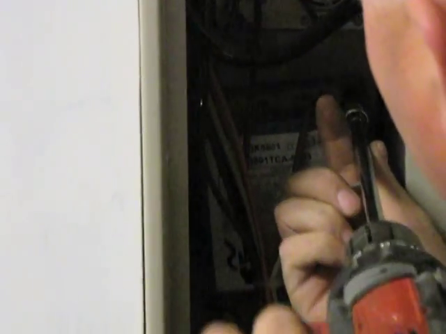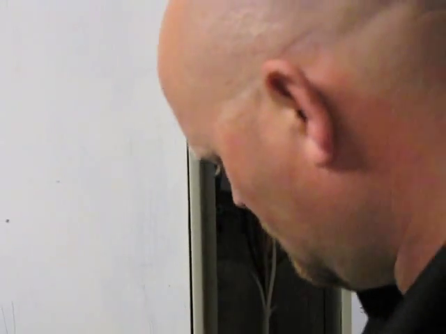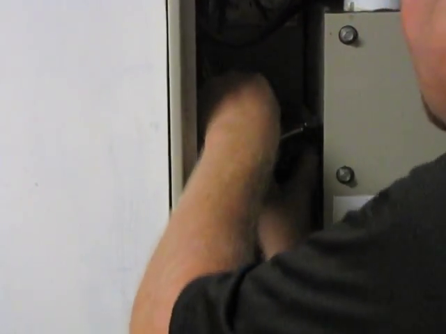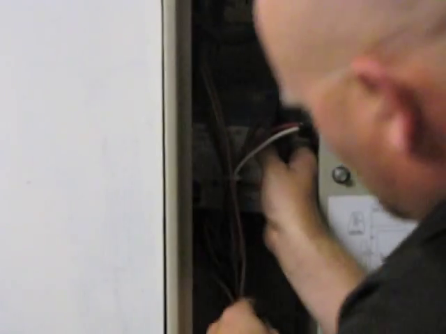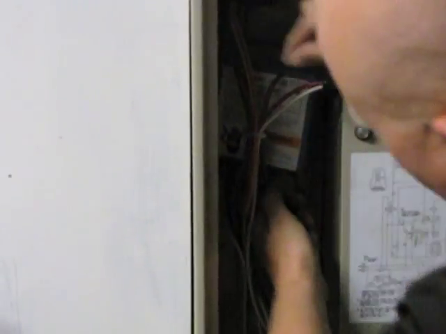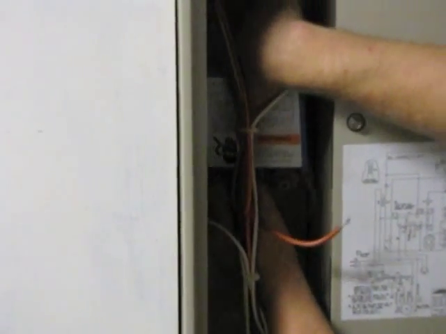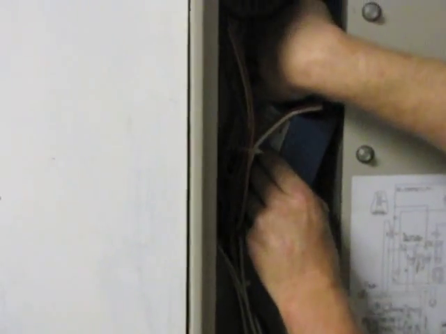And I'll start by removing the two screws that are securing this thing to the furnace. We can unplug the flame sensor wire. We'll unplug, down here at the bottom is the spark ignition, and then also the Molex plug. Out comes the board.